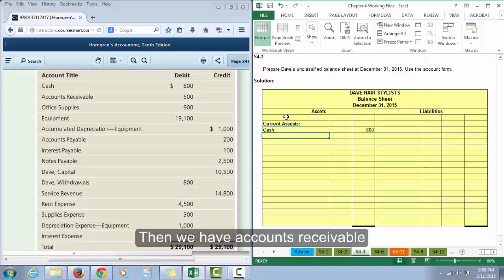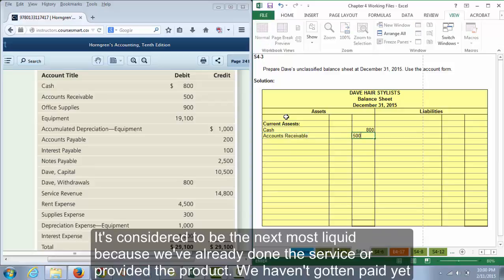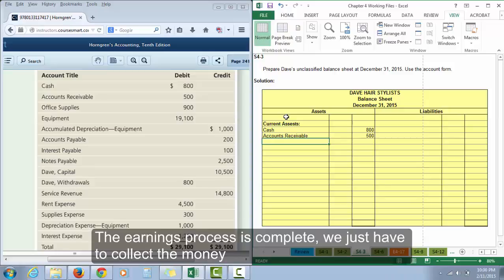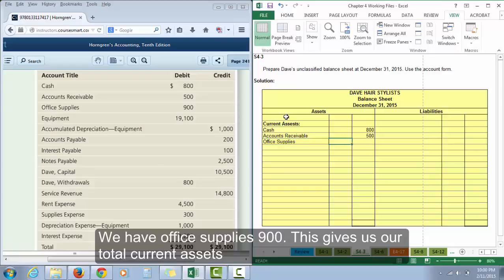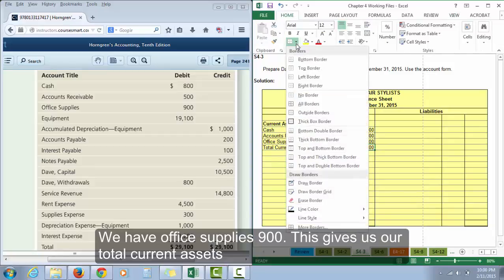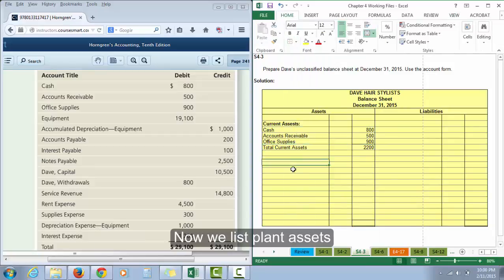Then we have accounts receivable. It's considered to be the next most liquid because we've already done the service or provided the product. We just haven't gotten paid yet. So the earnings process is complete and we just have to collect the money. Then we'll have office supplies, 900. And this is going to get us our total current assets. Then we'll list those plant assets.